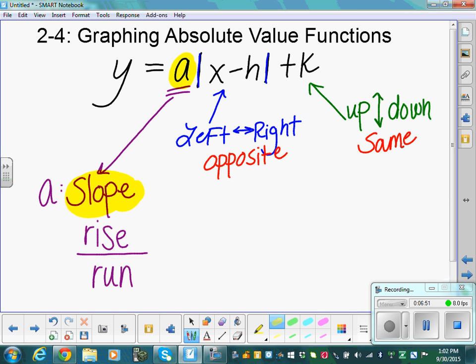So this is very different than a quadratic, where quadratics have the 1, 3, 5 pattern. That's not true for absolute values. Absolute values have a slope. That a value is the slope. So you'll find your shift left and right, going the opposite of the sign. Then you'll find your shift up and down, where your sign will stay the same. And then you will graph the slope, rise over run.